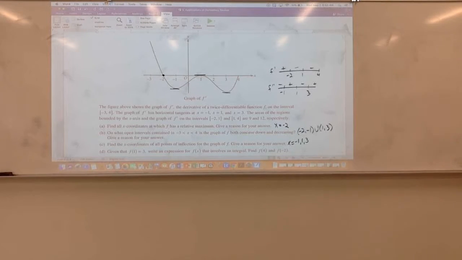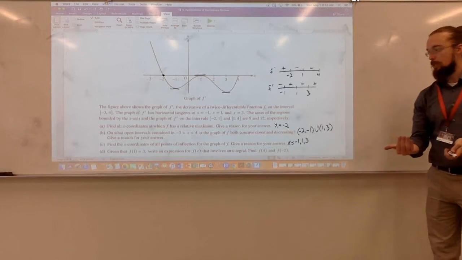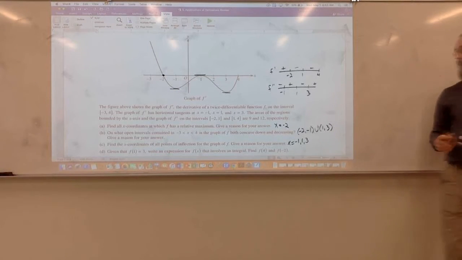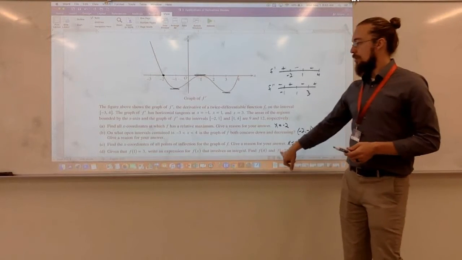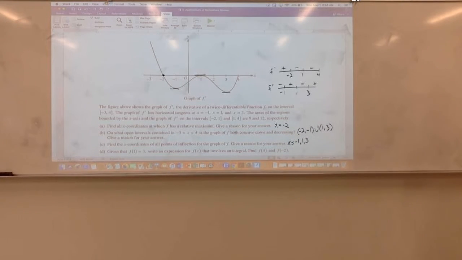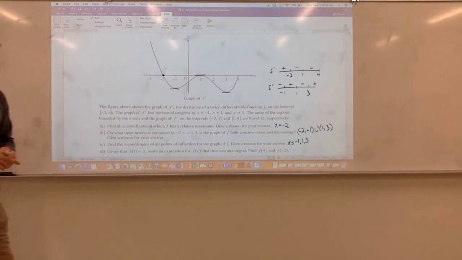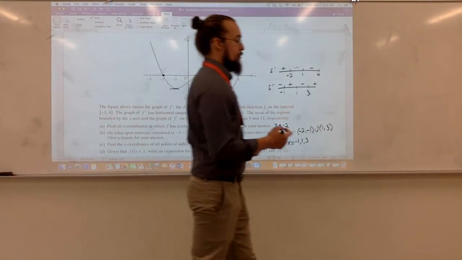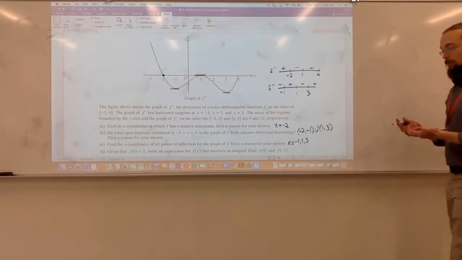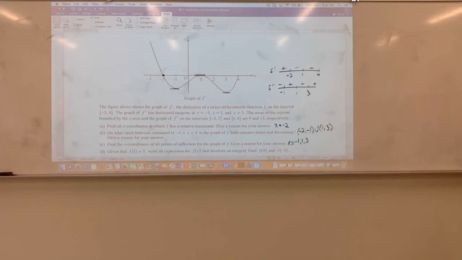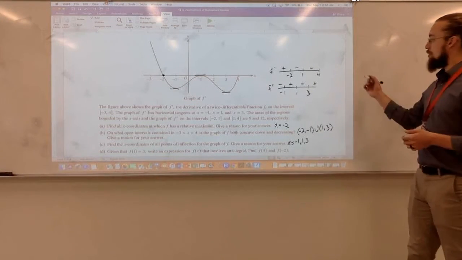So part D actually goes into integrals then. So I think we're okay on time. We can do part D real quick here. It says, given that f of 1 equals 3, write an expression for f of x that involves an integral. So we want to think about the fundamental theorem of calculus for this, right? If we're talking about area under a curve, we want to use the fundamental theorem of calculus.